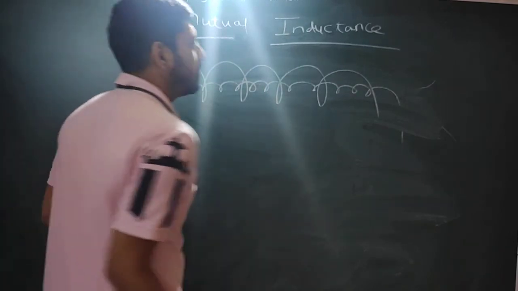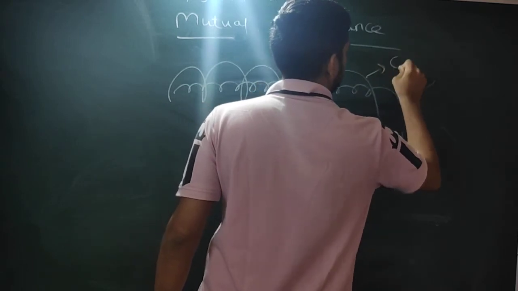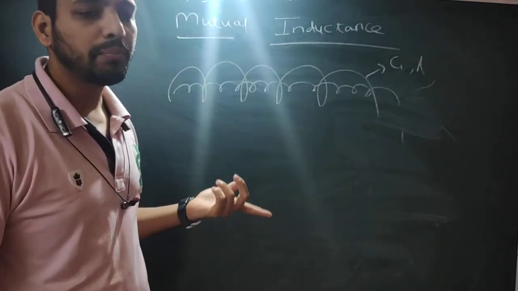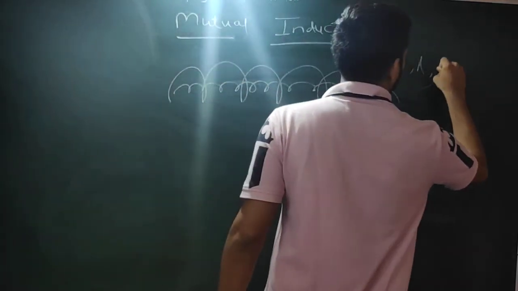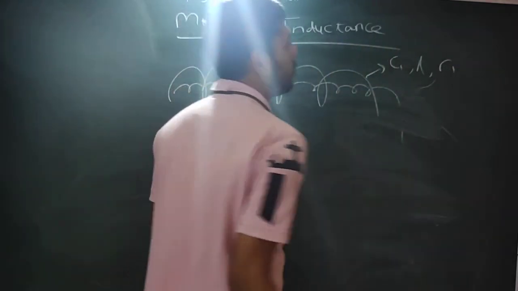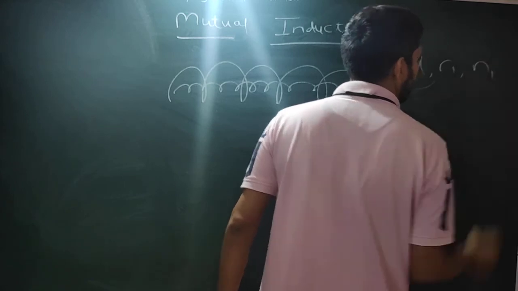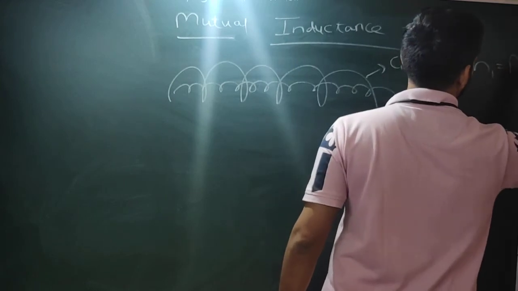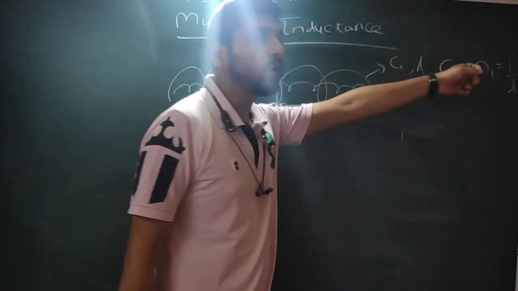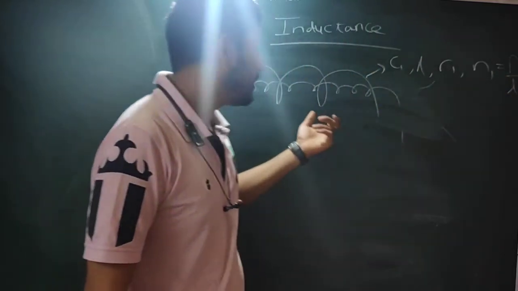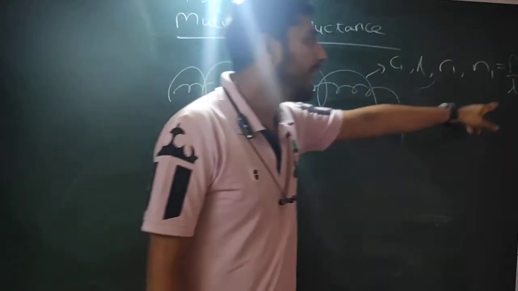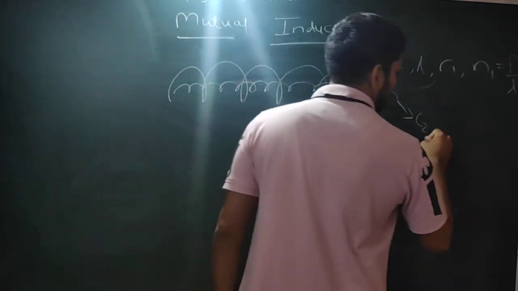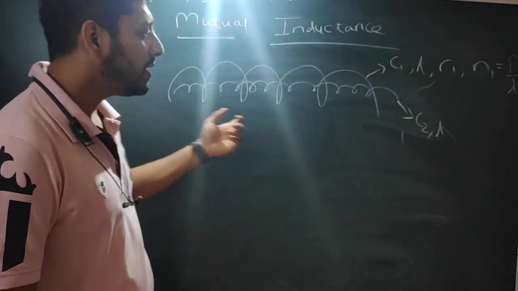Suppose let us name the outer one coil 1, which has length L, radius R1 and N1 turns. What is n1? n1 is the number of turns per unit length, so n1 equals N1 upon L, where N1 is the number of turns in the bigger coil, or outer coil, coil number 1, and L is the length. For the second coil, let us name it coil 2. The length will be the same for both the coils.